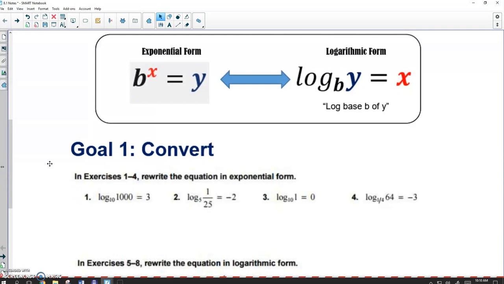It's because it has exponents. Why is it called logarithmic? Because it says the word log. Very simple and easy to remember.